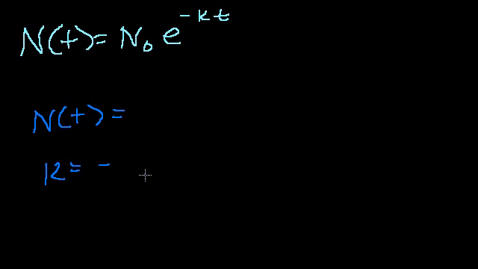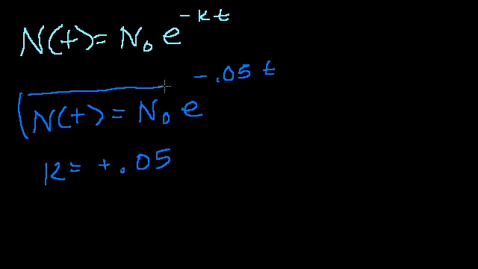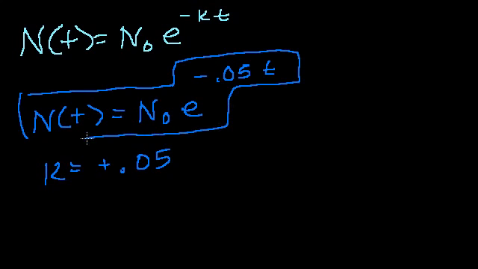Let's say that k is equal to, well, we're putting a minus in front of it, so I'll say the k value is a positive 0.05. So its exponential decay formula would be the amount that you start off with times e to the minus 0.05 t. My question to you is, given this, what is the half-life of the compound that we're talking about? What is the half-life?